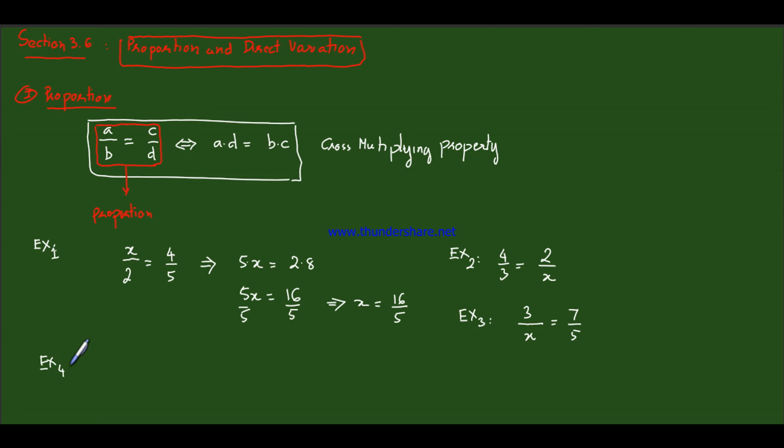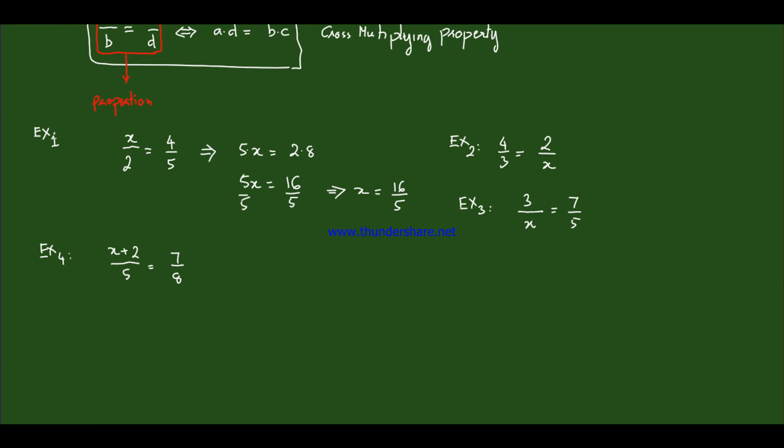It could be something like this. It could be like (x + 2)/5 = 7/8, for example. Is this a proportion? Yes. How do we know this is a proportion? Very simple. You see that we have two fractions, right? And between these two fractions is the equal sign. So as long as we have two fractions and between them is an equal sign, it is a proportion.